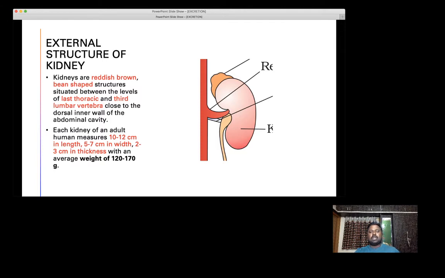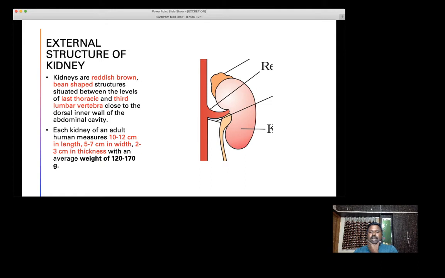The lungs are present in the thoracic cavity only. And the third lumbar vertebra is close to the abdominal cavity. Note down the last thoracic area and the third lumbar vertebra. This is the position where the kidney is present.